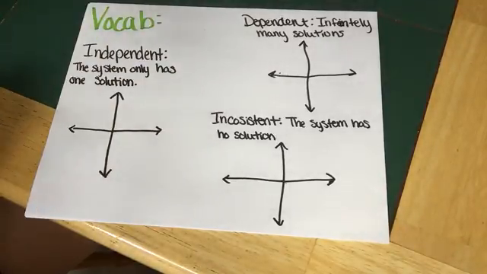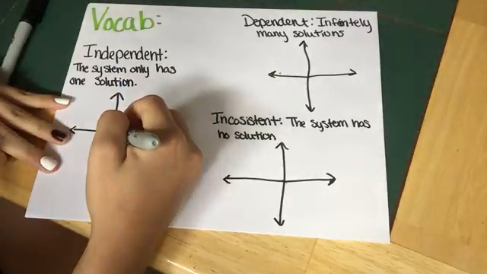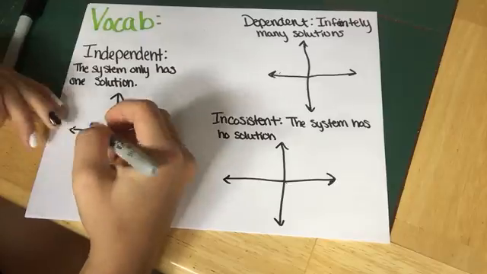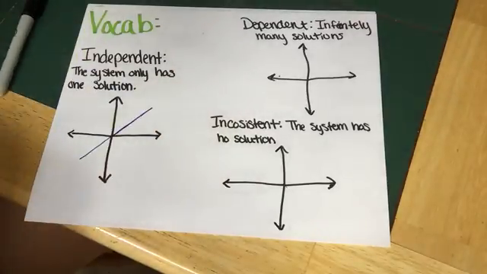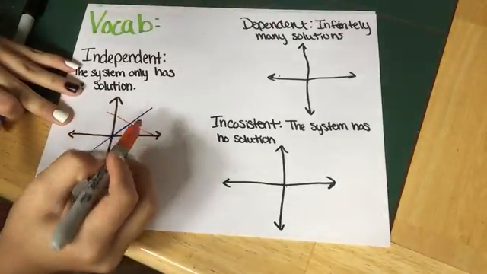Okay, so the vocab we need for this is independent. Independent means the system only has one solution. No, they only hit once. So, like that.